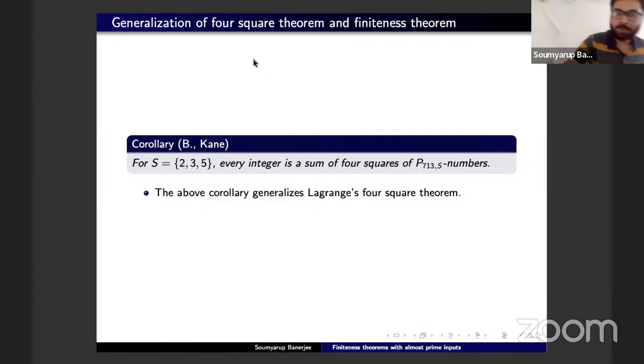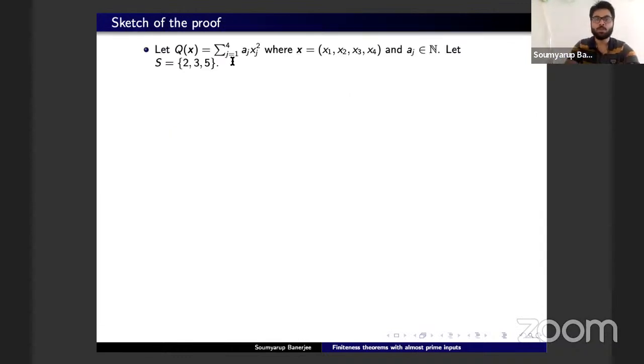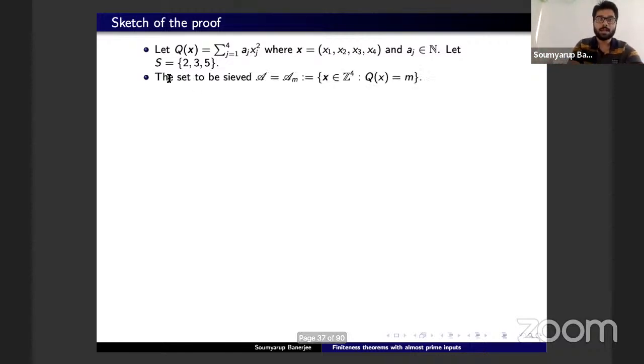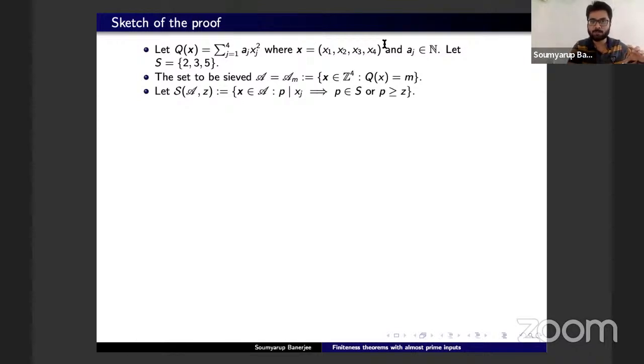Okay. So let me move on to our proof. Let Q(x) equal the summation over j from 1 to 4 of a_j x_j squared, where x is (x1, x2, x3, x4), and a_j belongs to N, and let S equal {2, 3, 5}. Just recalling the stuff. And let A be the set of x belonging to Z^4 such that Q(x) equals m. Q(x) means this Q(x), the summation of a_j x_j squared, equal to m. Great. So let S_{A,Z} be the subset of A where we are taking those vectors such that if p divides x_j, this implies either p belongs to S or p is bigger than or equal to Z.